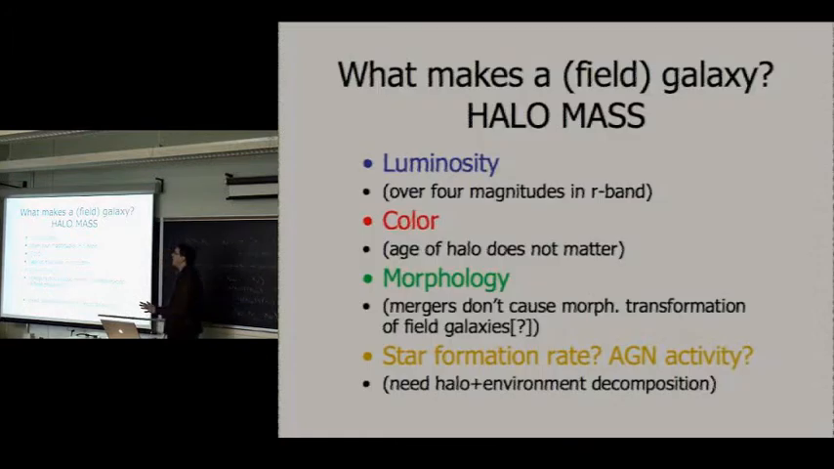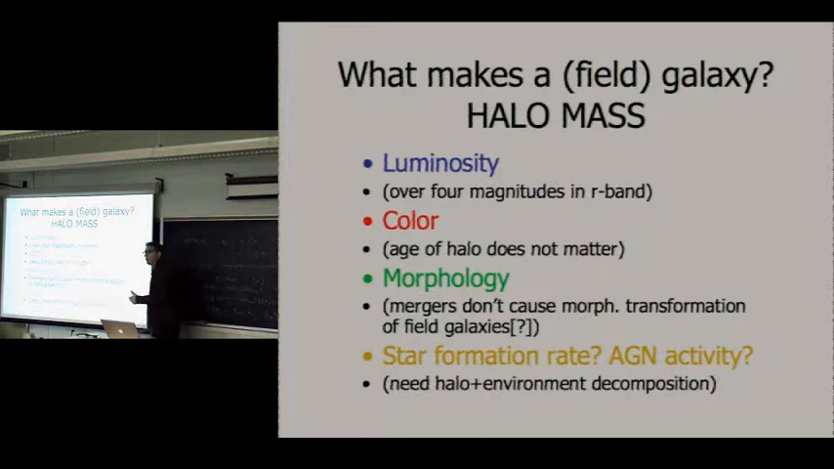So the first part of my talk was, how do you actually make a field galaxy? What influences the properties of these galaxies? It turns out the answer is predominantly halo mass. The mass in which a galaxy forms determines the luminosity over four magnitudes in R band. It determines the color of that galaxy. The age of the halo does not matter in determining the color of the galaxy. It seems to determine the morphology of the galaxy too. And the implication is that mergers, which we think transform spirals to ellipticals, don't cause the morphological transformation of field galaxies, because you get fewer mergers in underdense environments.